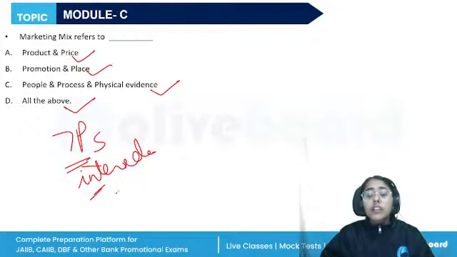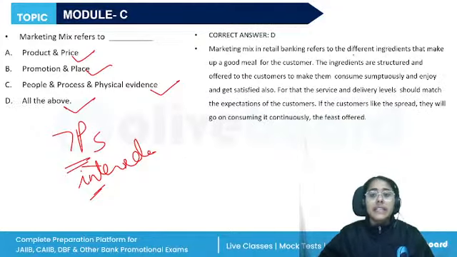So if we want to create a profitable product, we'll also have to charge a price which is acceptable and affordable by the customers. Similarly, we need to promote the product well through advertisements and awareness. The place that will have greater demand for the products, the people for which it should be created, the different segment, process, and physical evidence. So the correct answer will be D.